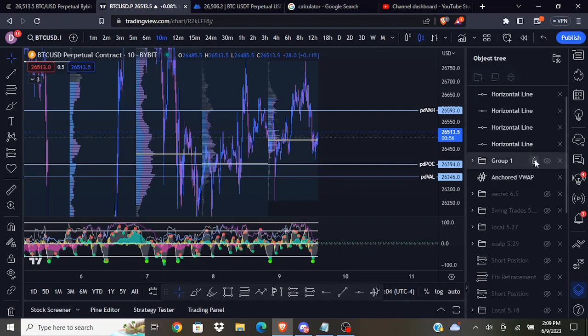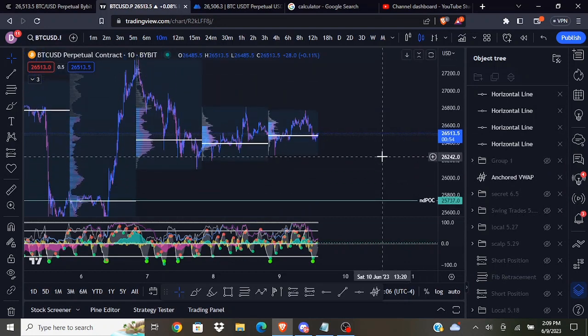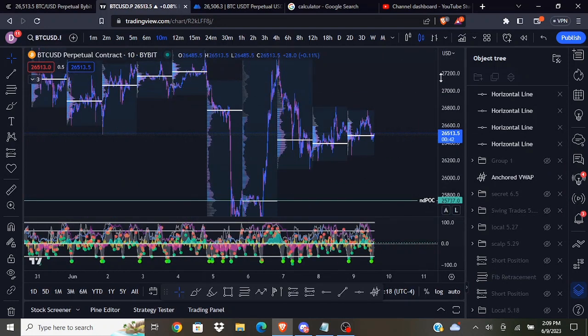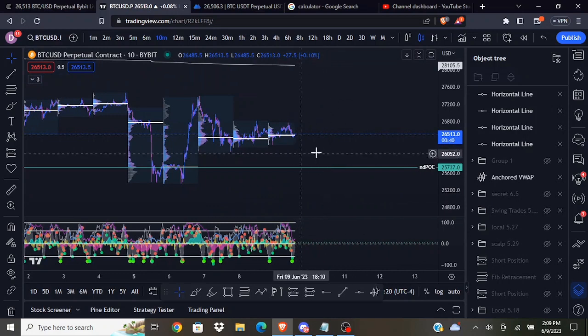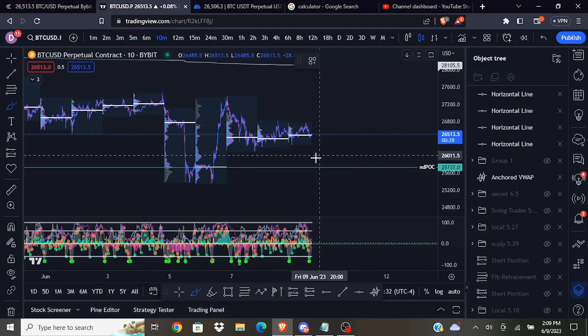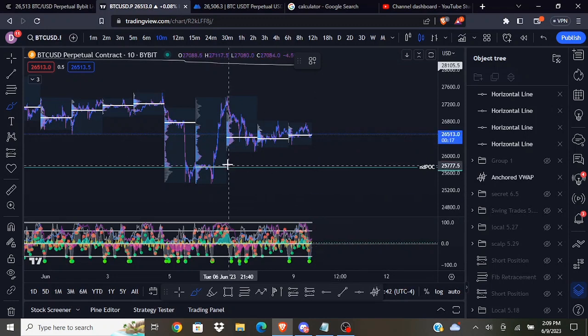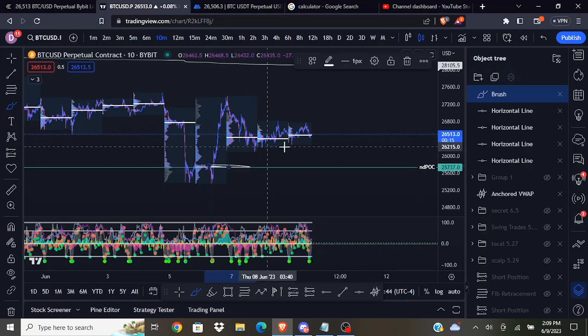And now let's get into how I use ndPOCs. Just like with the PD levels, I like to prioritize ndPOCs that align with other ideas of mine. ndPOCs can be reactive on their own, even if they don't line up with anything. But when they do line up with another idea of mine, that is when I've found them to be the best. A great example would be this ndPOC right down here.